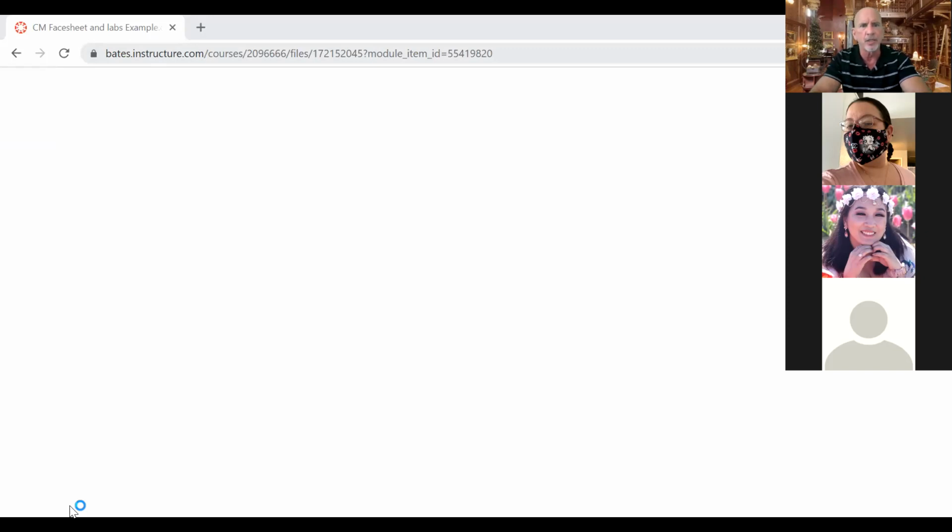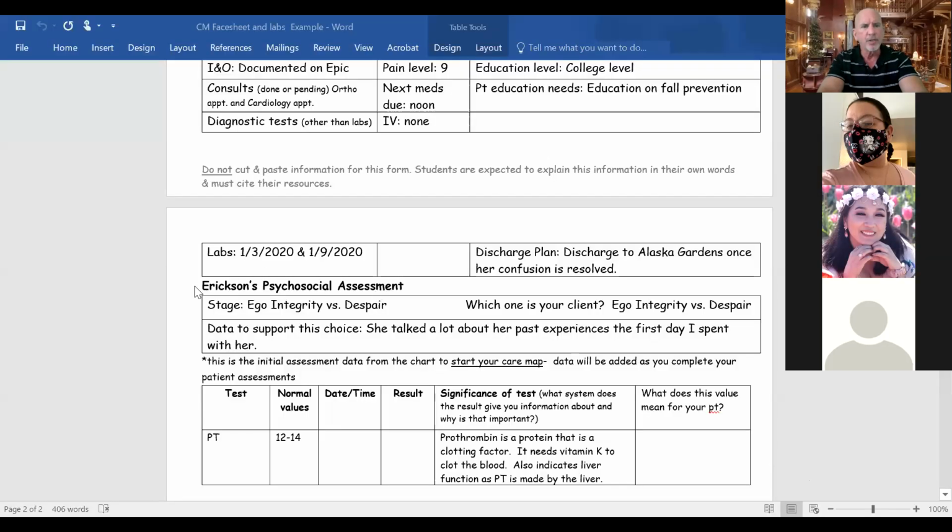This is the Erickson psychosocial assessment. Well, all we see on the screen is a white screen. I only see a white screen too. Let me stop the share and I'll go back and make sure that we bring up the right one again. I think this is it right here. Yeah, here we go. For some reason on my other example, this part here was missing.